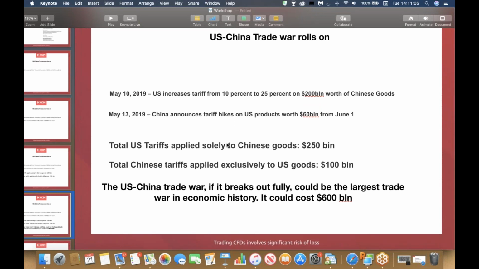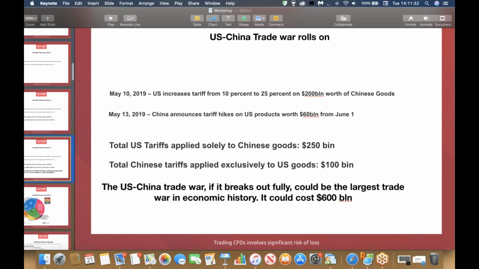So the US-China trade war, just to put it into a bit of context, if it breaks out fully, could be the largest trade war in economic history. And I was reading a little snippet of an article on Bloomberg today. They were reckoning that the total cost of a US-China trade war breaking out could be around 600 billion US dollars. So it's extremely significant.